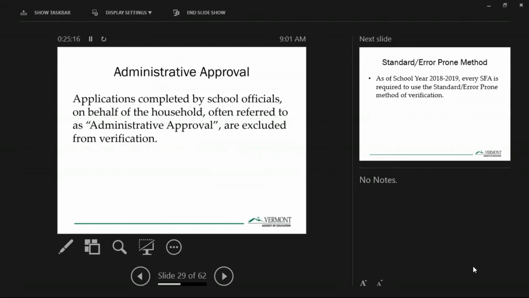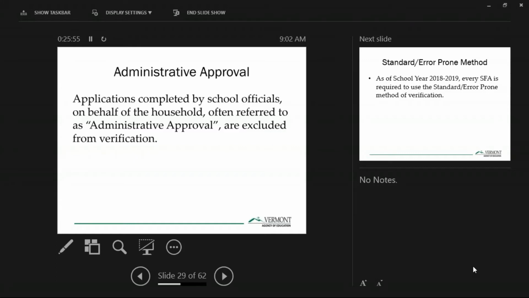One of the special scenarios that arises during application approval is what's often referred to as administrative approval. This is where applications are completed by school officials on behalf of the household, and these are excluded from the verification process. I don't want to go into too much detail about these, but this is covered in the eligibility manual, and it's really important that the official reports on the application as much information as possible and how they know that information about the household.